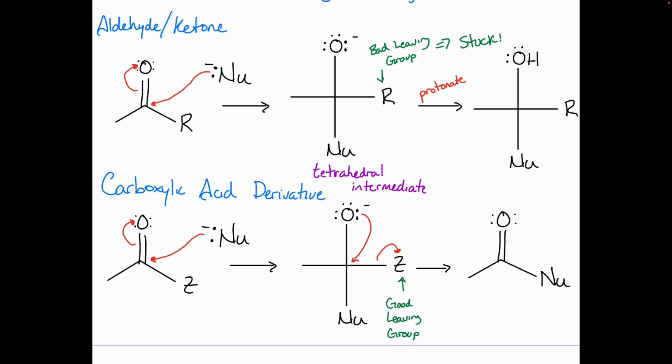All right, so if we look, this first step, exactly the same. We have a nucleophile attacking that carbonyl carbon, kicking that pair of electrons up onto that oxygen, generating what we call our tetrahedral intermediate. But with aldehydes and ketones, either the hydrogen or the alkyl group is a terrible leaving group, so it's stuck there. And the only thing that you can do is to go in and add some source of proton to protonate that oxygen. With a carboxylic acid derivative, because there's that electronegative atom in that position, it's going to act as a good leaving group, so that tetrahedral intermediate can rearrange itself and kick off that good leaving group, leaving you not with an alcohol, but reforming that carbonyl group. Cool.